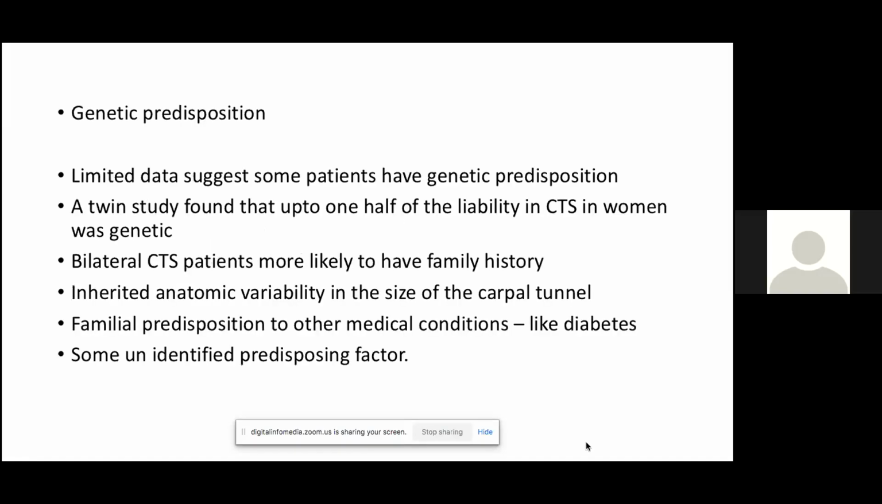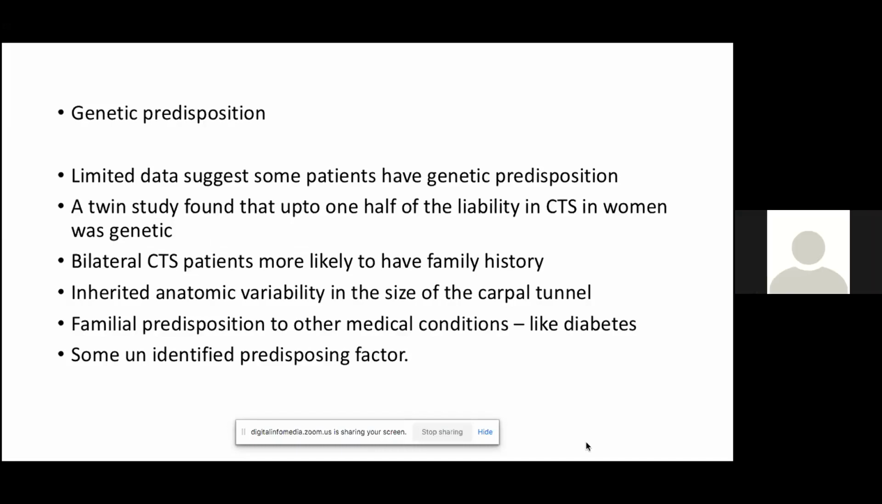And workplace factors. If you take genetic predisposition, limited data suggest some patients have a genetic predisposition. A twin study found that up to one half of the liability for carpal tunnel syndrome in women was genetic.